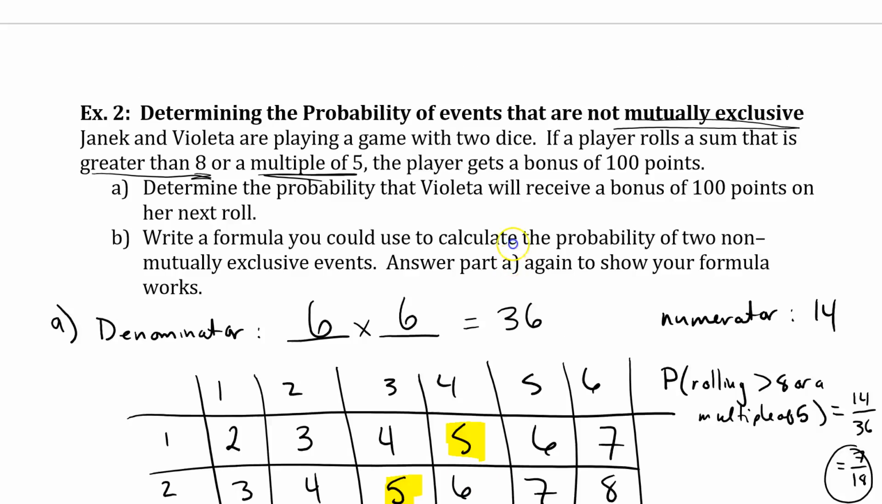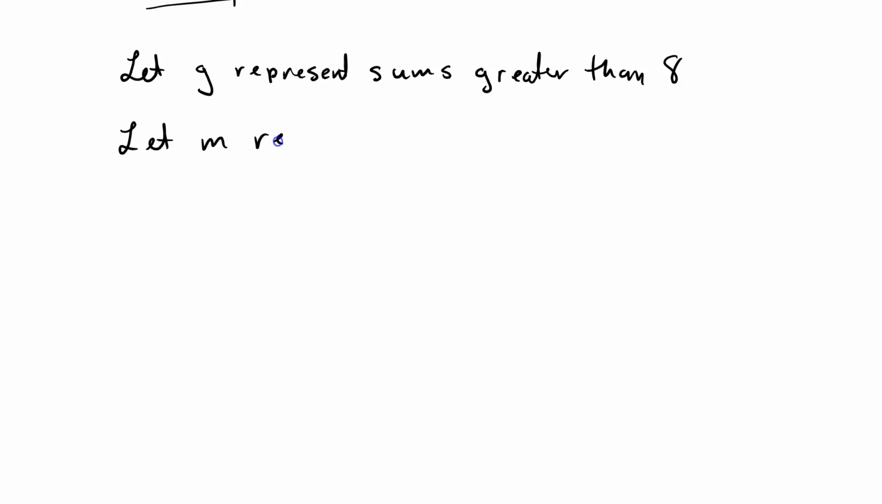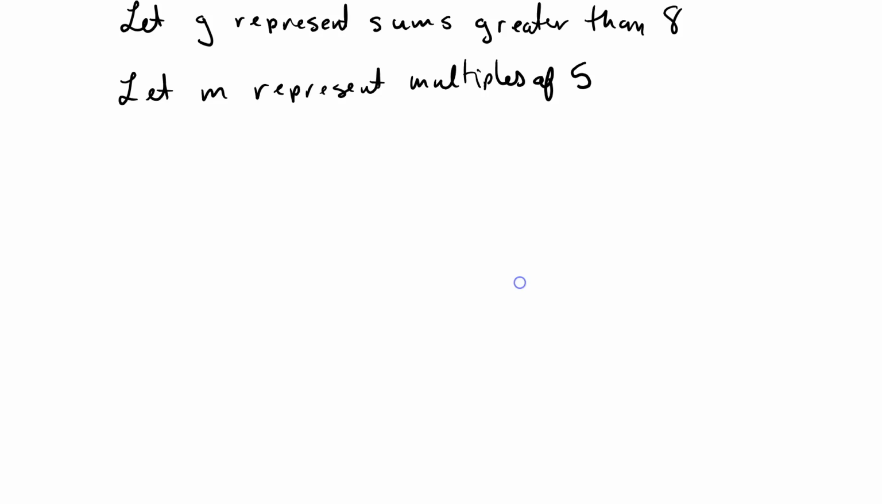So now we're going to use what we know about the principle of inclusion and exclusion, to be able to come up with the same answer. So let G represent sums greater than 8, and let M represent multiples of 5.